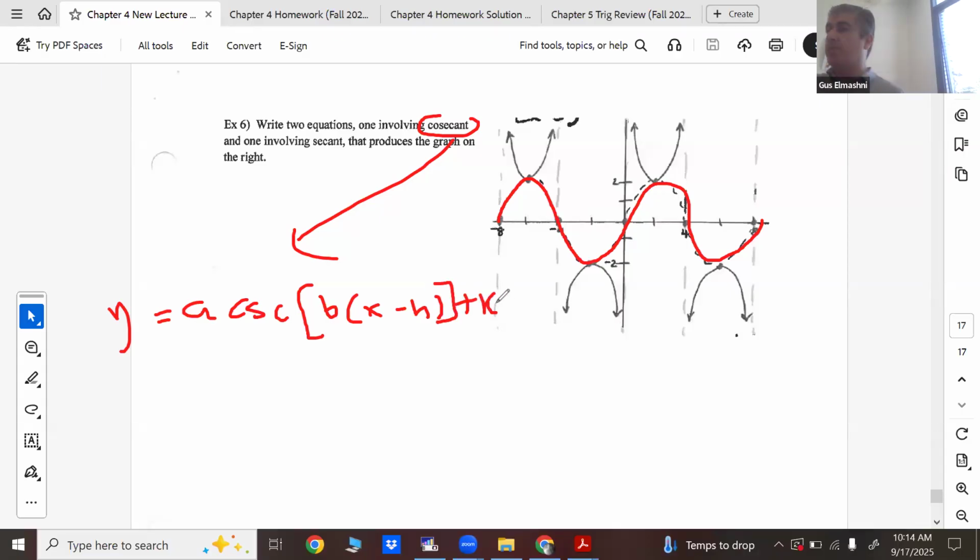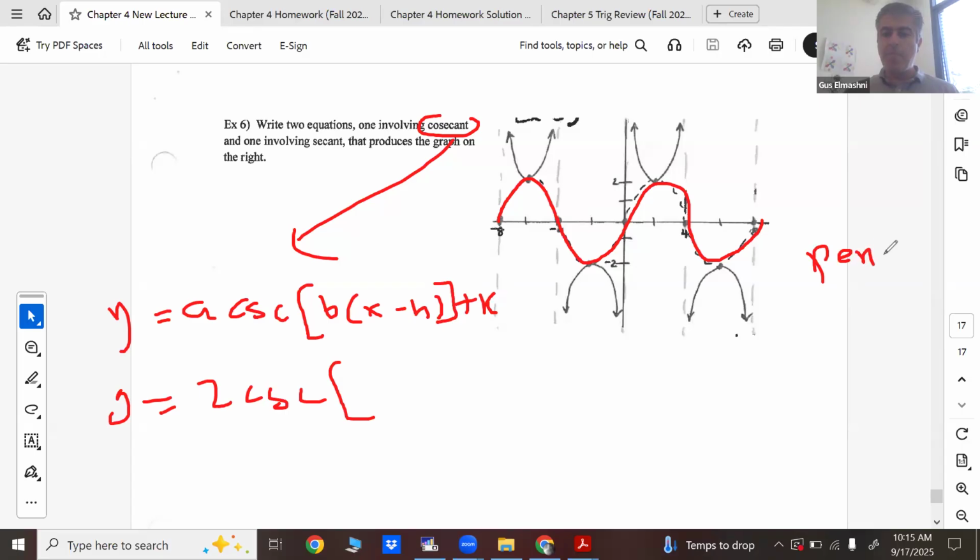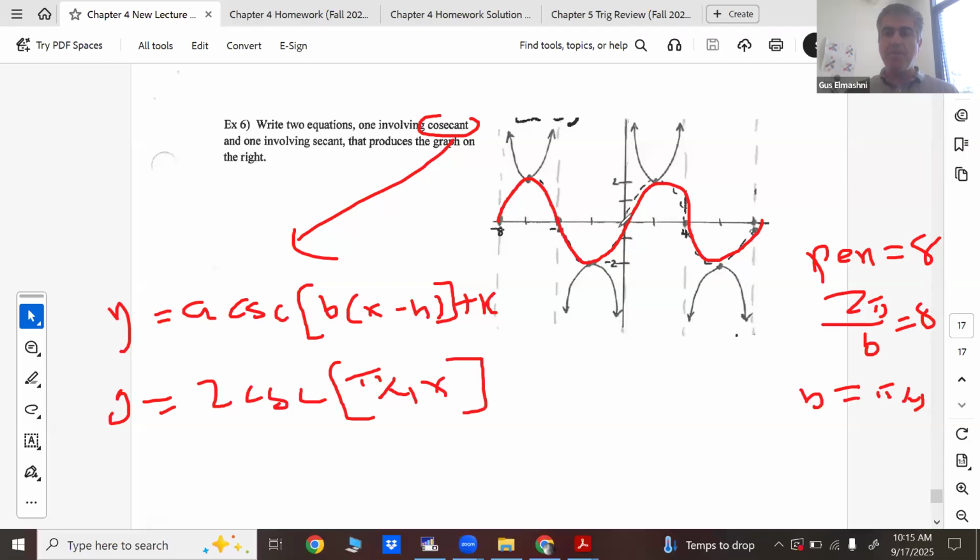Now, is there any vertical shift here? Nope. What's the amplitude? What's the period? So 2 pi over b equals 8. B is going to be pi over 4. Is there any horizontal shift for sine? Because sine starts here, it's all good, right? No problem. Let's write it as a secant.